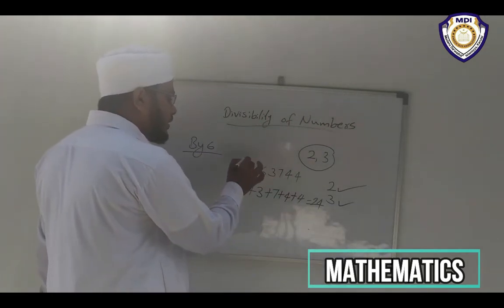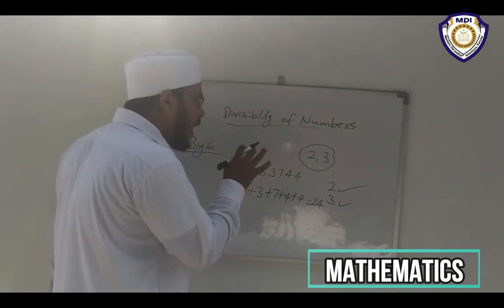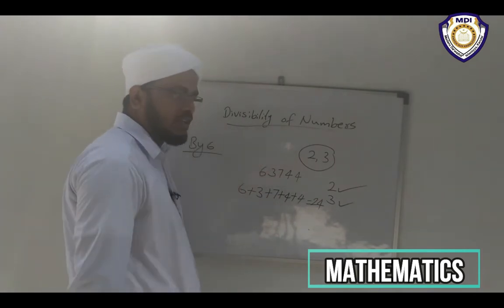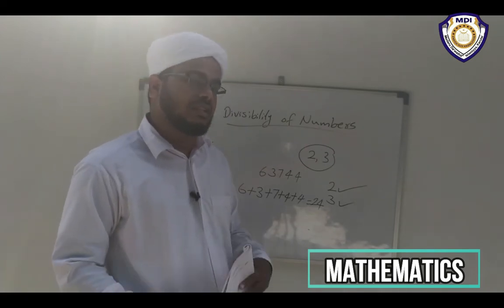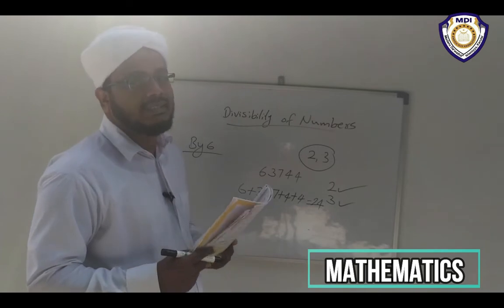Okay. If any number is divisible by 2 and 3, then it should be divisible by 6. So this number is divisible by 6.